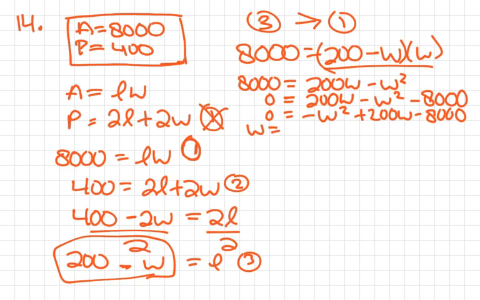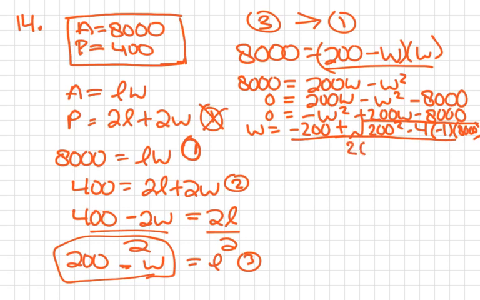Just by looking at it, it doesn't look easy to factor, so I'm going to use the quadratic formula. So W equals negative B, so negative 200, plus or minus the square root of 200 squared minus 4 times negative 1 times 8,000. It's not going to fit on my screen. Divided by 2 times negative 1 equals, it ends up equaling 55.28 and 144.72. Now I'm going to call those number 4 and 5.